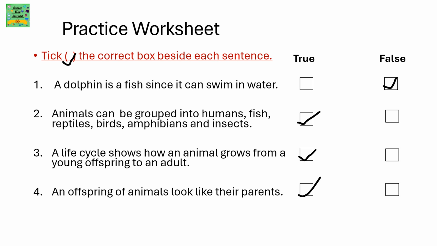Practice worksheet. Tick the correct box beside each sentence. A dolphin is a fish since it can swim in water. It's false. A dolphin is a mammal.